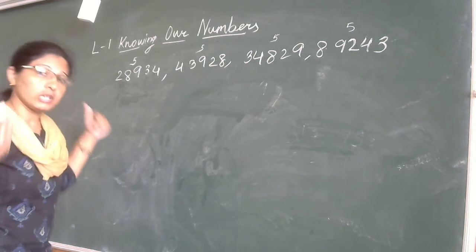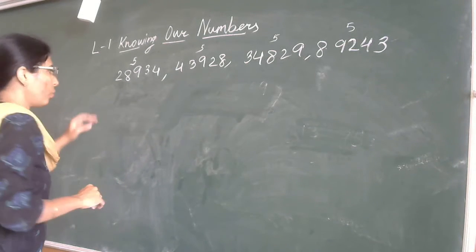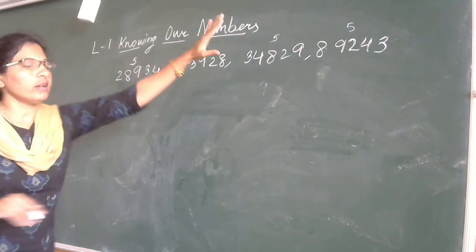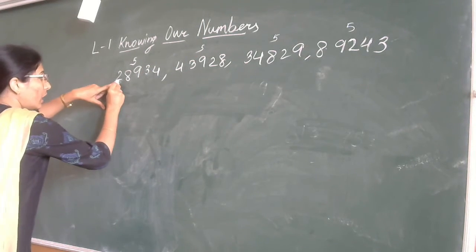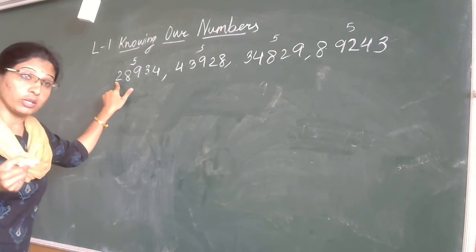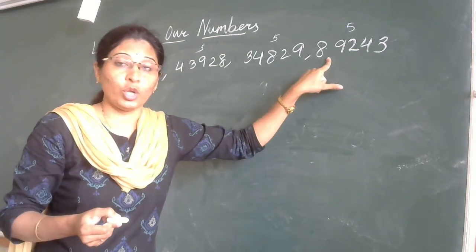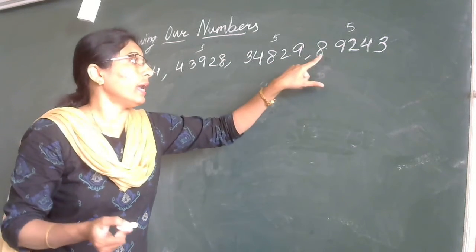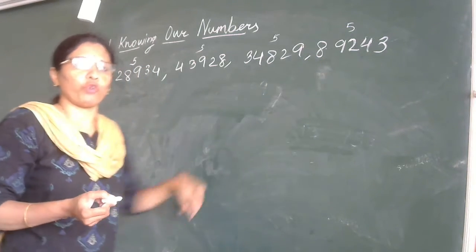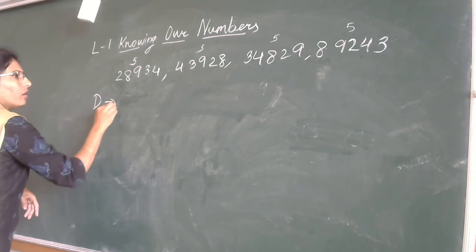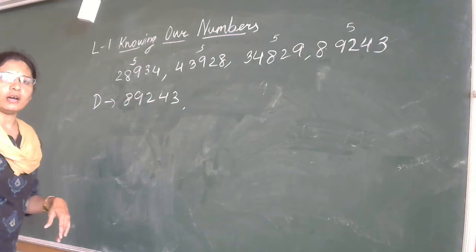For large numbers also, for Arab, crore, or million, billion, we have to follow the same method. Now here all have equal digits, so we go to the places. Here we can see 2 in the 10,000 place, here 4, here 3 and here 8. So which is greater? 8 is greater. That means 89,243 is the greatest number, so in descending order this comes first.